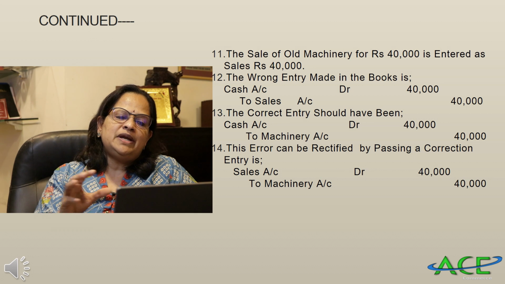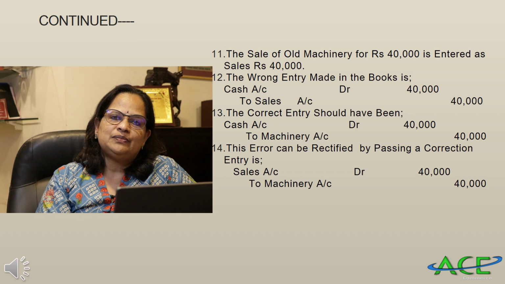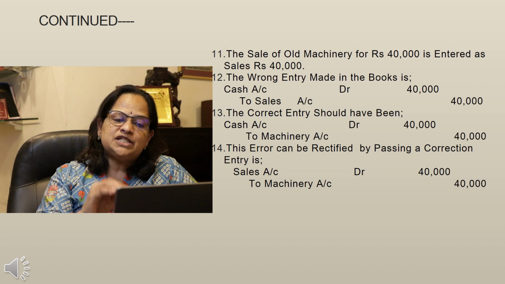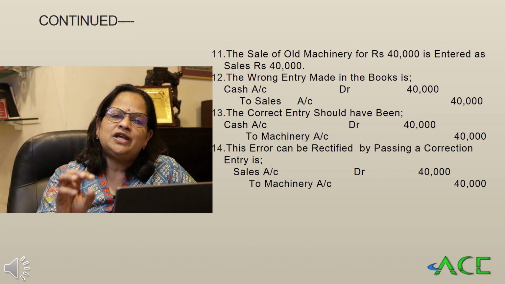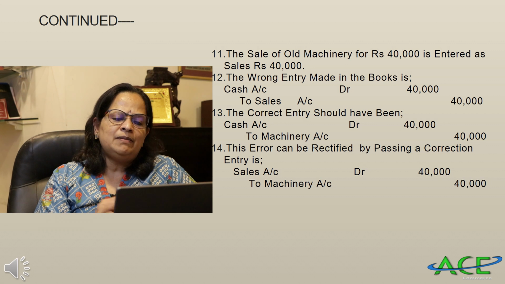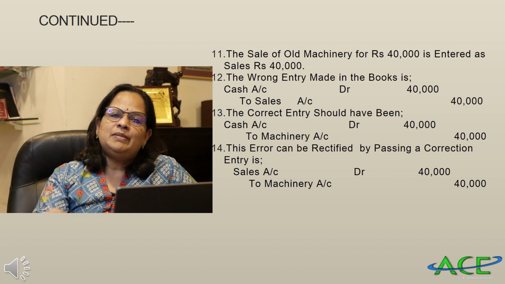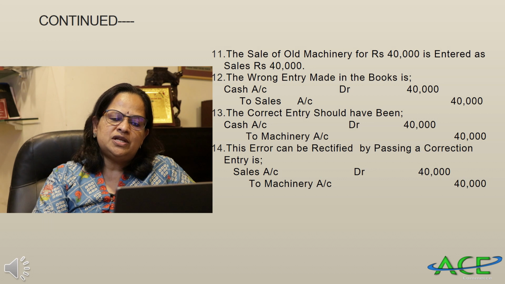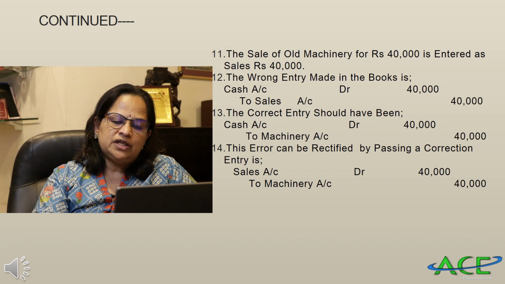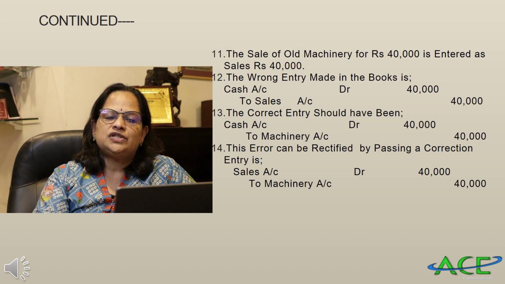So the wrong entry made in the books is cash account debit 40,000 to sales account 40,000. The correct entry would have been cash account debit 40,000 to machinery account 40,000 because we are selling the machinery. So this error can be rectified by passing a correction entry: sales account debit 40,000 to machinery account 40,000.